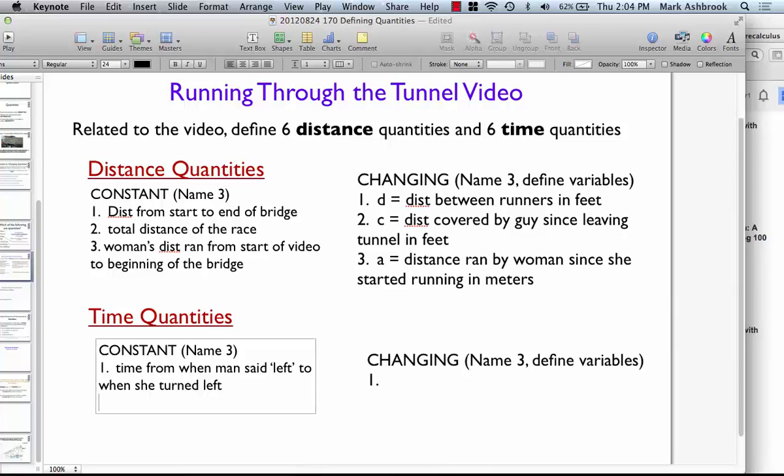So there's another hand. Oh, it's back here. Yeah. Oh, the time it took the runners to cross the bridge. From the start to finish. From the start of the bridge to the end of the bridge. Okay. Time it took. I'll say traverse, make it easy.